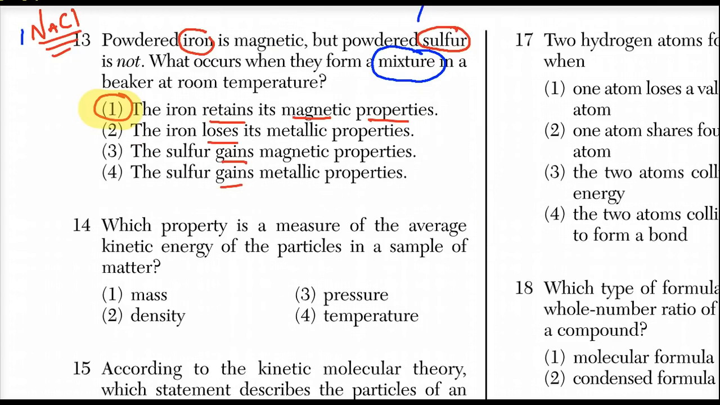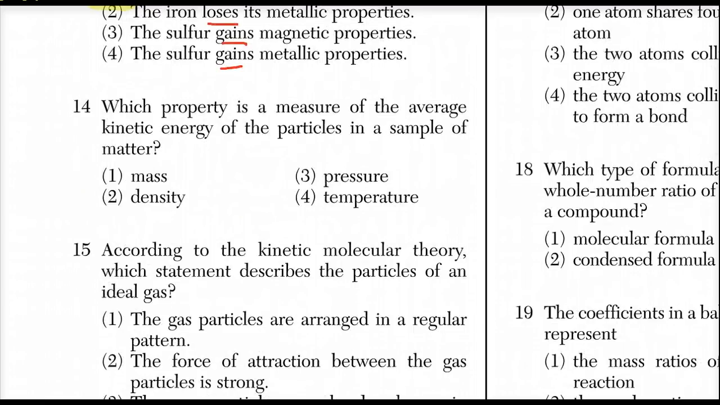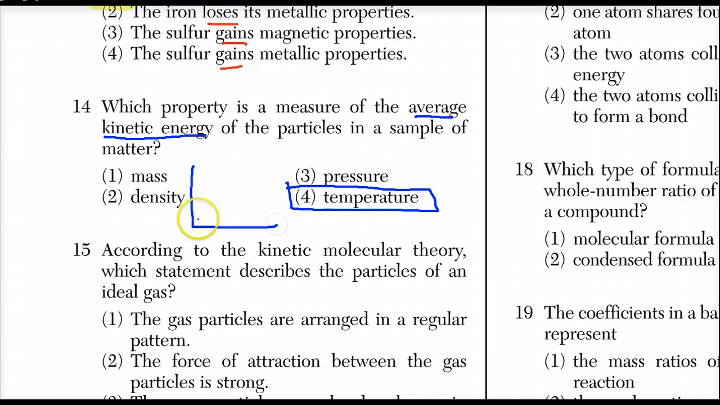Number 14. Which property is a measure of the average kinetic energy of particles of a sample of matter? Wow, another one. Average kinetic energy is temperature. Temperature is an average of all the particles' motion. I don't know if you did Boltzmann distribution graphs, but if you have a certain temperature, the average would be somewhere right here. An average temperature really represents an average speed. And this would be the number of particles. You have some that are way below, and some way above.